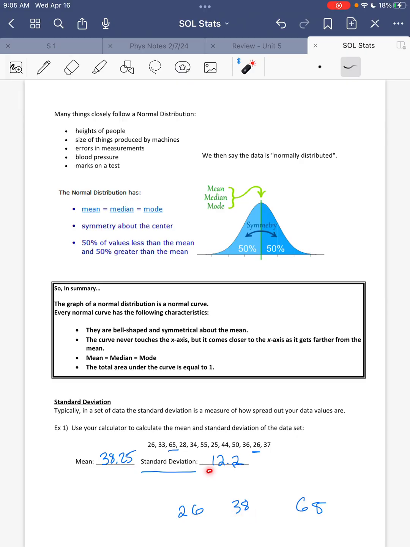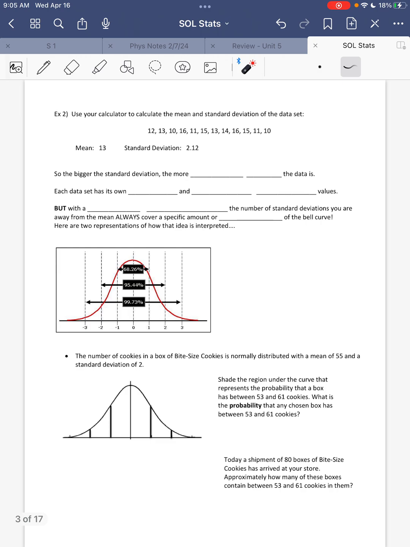So you see, this has a big standard deviation. This data is really spread out, okay? Whereas over here, I've already done it. In this data right here, you see how all the numbers are closer together. The mean is 13, and the standard deviation on this data when I calculated it was 2.12. That's a lot smaller. This data is tighter together.